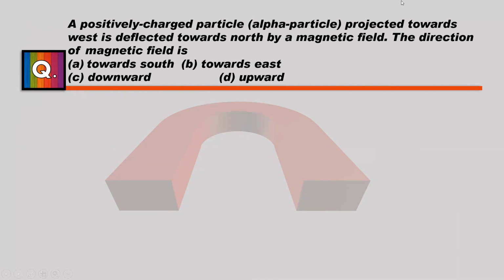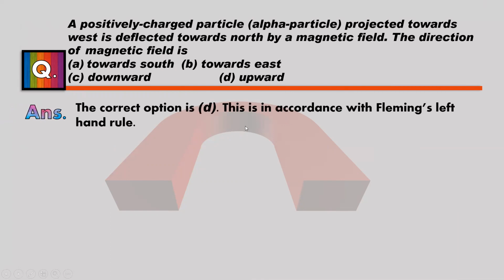So now, if you apply Fleming's left hand rule here, we'll get the answer as that it is upwards. Magnetic field is going to go upwards. A positively charged particle is projected towards west. Make a north, south, east, west on your book and try it out. You will get the answer as D, that is upwards. Try this out.